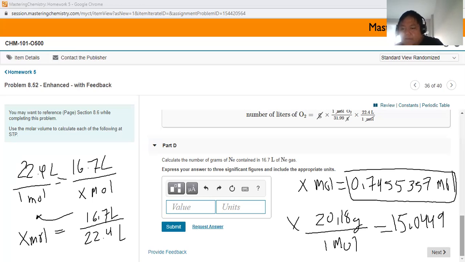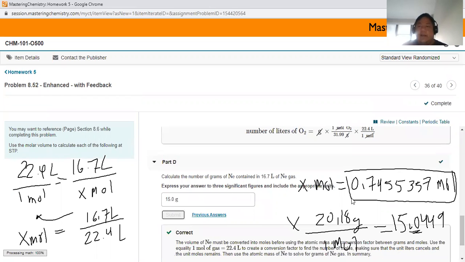And I get 15.0449. So I'm going to round to 3 sig figs. So that should go to 15.0 grams. Hopefully this is right. So we're going to type this in, 15.0 grams. It wants mass. That's where you have to pay attention here. So you solve for mole, right? Because Avogadro uses volume and mole. And look at that, we got it right.